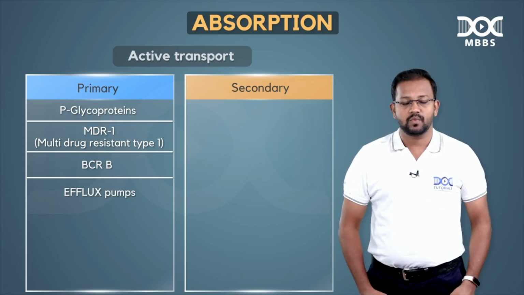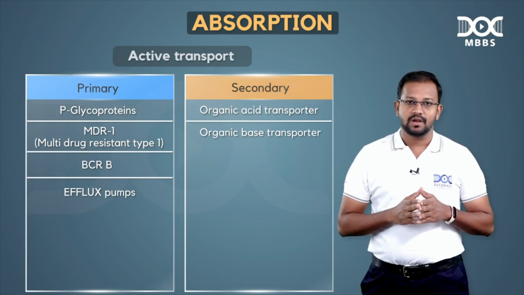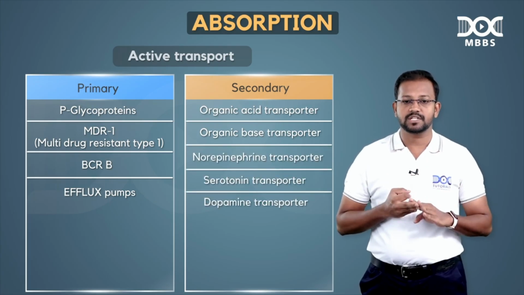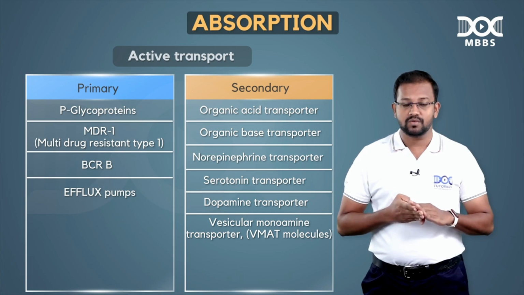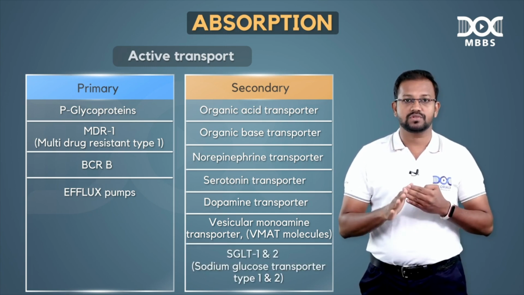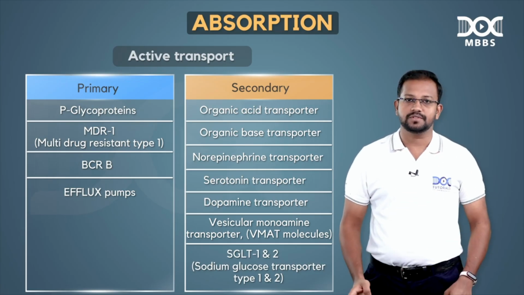Secondary active transport, we have organic acid transporter, organic base transporter. We have norepinephrine transporter, serotonin transporter, dopamine transporter. Then we have vesicular monoamine transporter, the VMAT molecules. Then we have SGLT type 1, SGLT type 2, sodium glucose transporter type 1 and 2. All these are secondary active transport molecules.